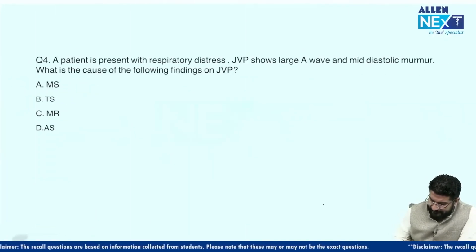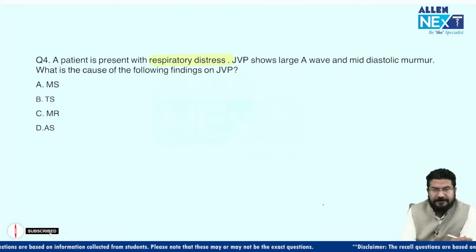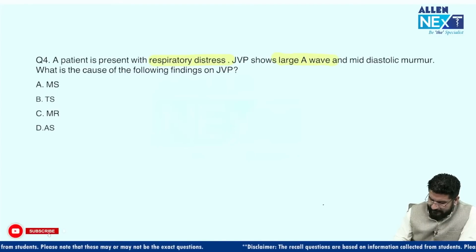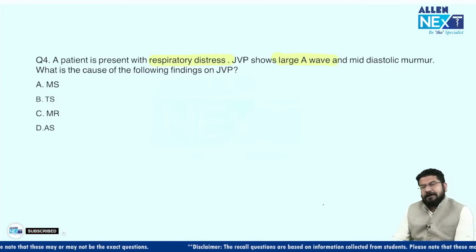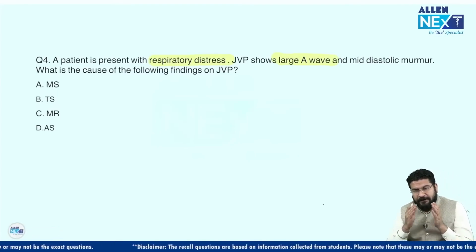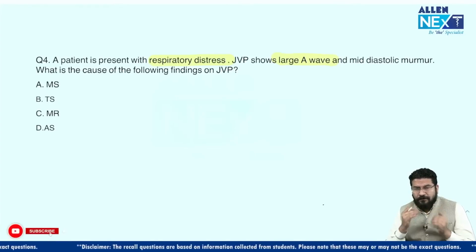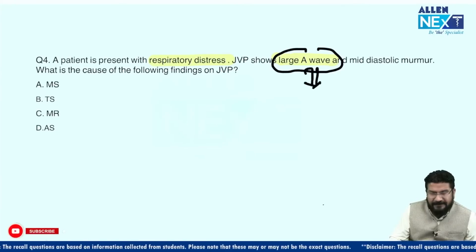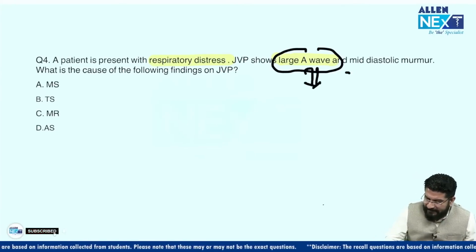Now, a patient is presenting with respiratory distress, and JVP is showing a large A wave. You see this large A wave whenever the atria are contracting against a closed valve. This is a classical thing. A large A wave is seen in a lot of conditions, but here you can see a mid diastolic murmur.